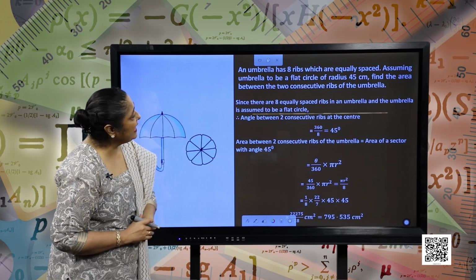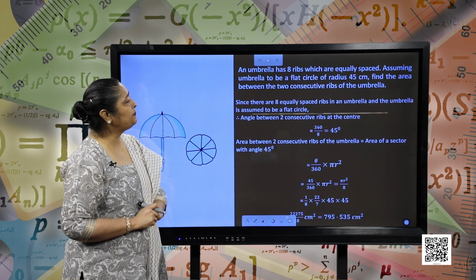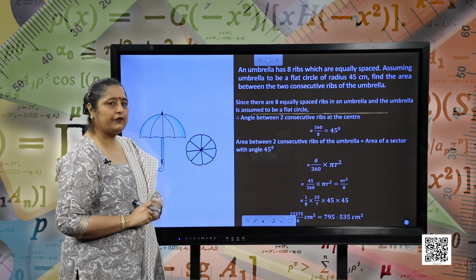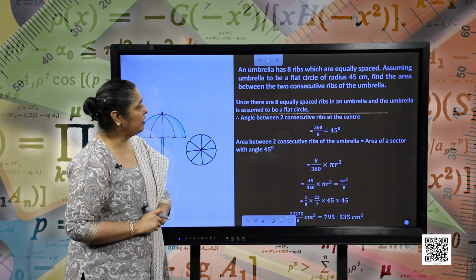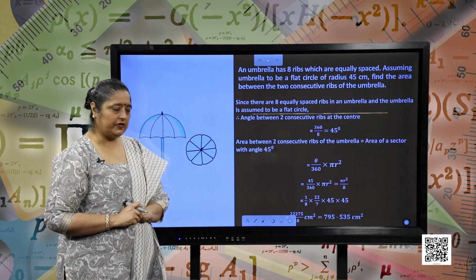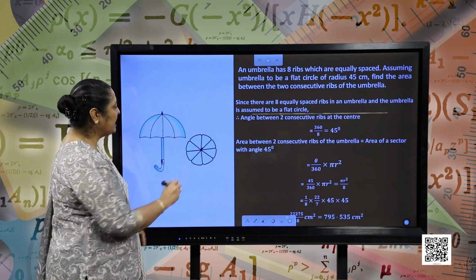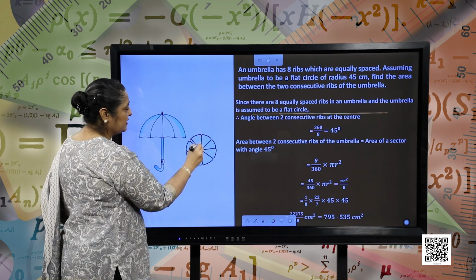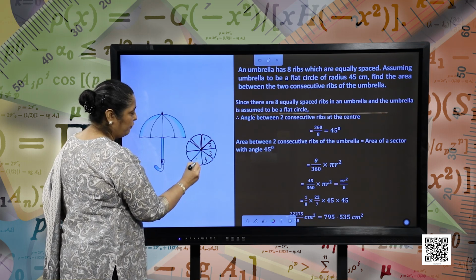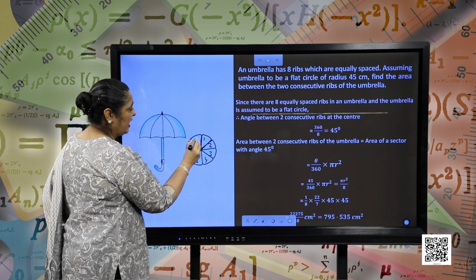An umbrella has 8 ribs which are equally spaced. Assuming umbrella to be a flat circle of radius 45 centimeter, find the area between 2 consecutive ribs of the umbrella. Since there are 8 equally spaced ribs, these are the ribs. We have 1, 2, 3, 4, 5, 6, 7 and 8.